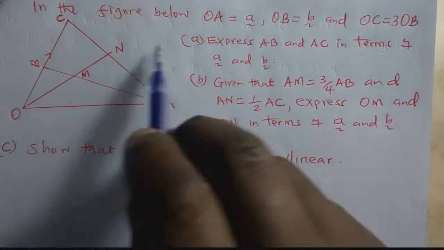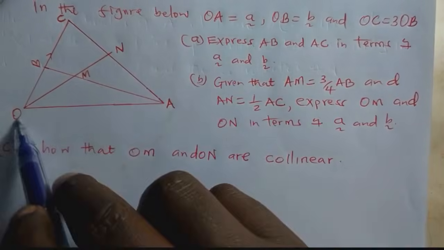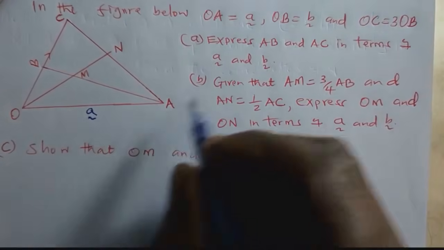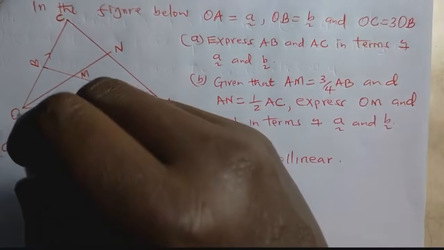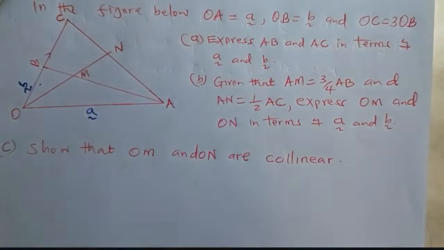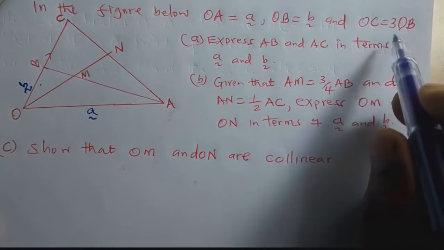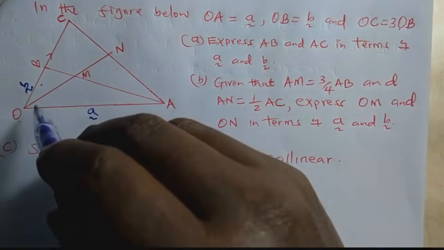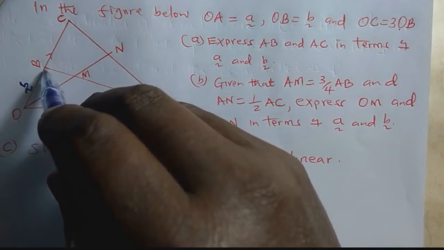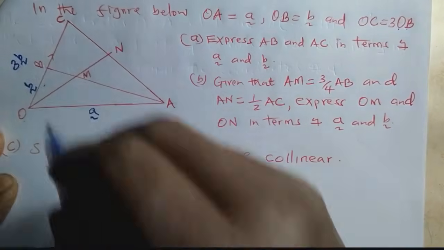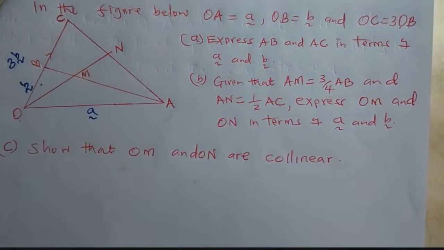In the figure below, OA is vector A, OB is vector B. OC is 3OB, so OC is 3OB. So if OB is B, then from here up to here is going to be 3B. OC is 3B. Be aware of that.